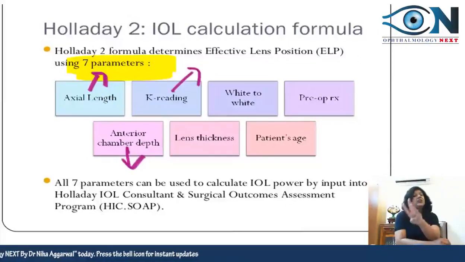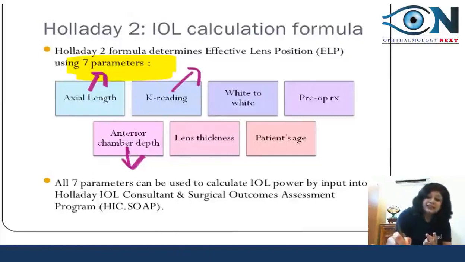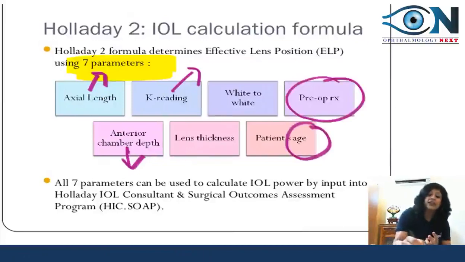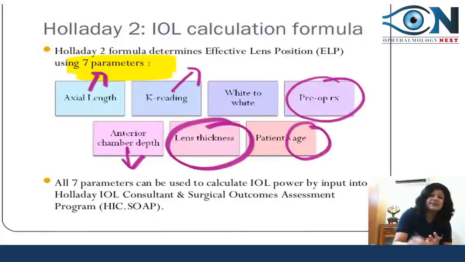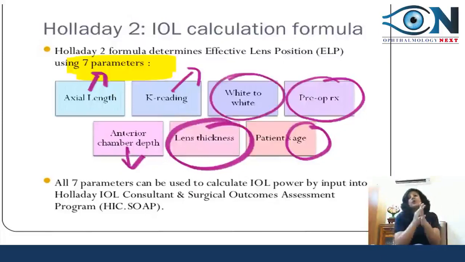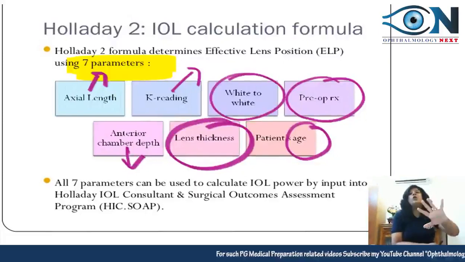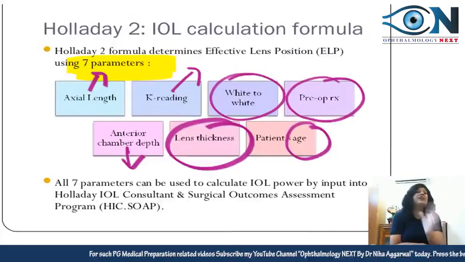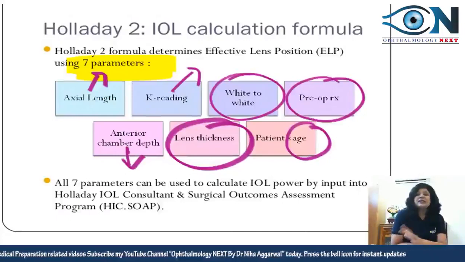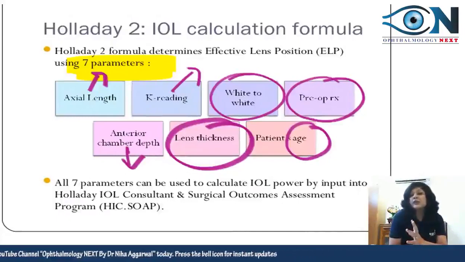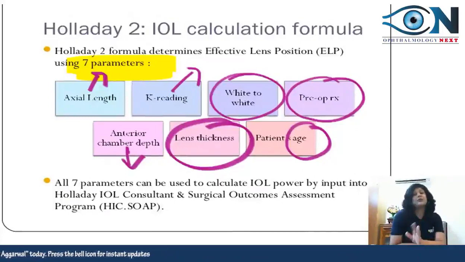So these 3 things are common. Now see the height of personalization. It is seeing the preoperative treatment, the patient age, thickness of the lens, and white to white, meaning edge to edge also. So everything is totally dependent on the patient's personal parameters, and that is why this is considered to be one of the most accurate calculations of the IOL formula.